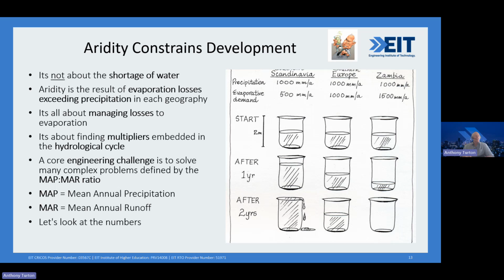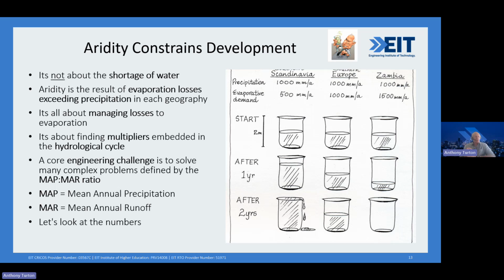Aridity is the result of evaporative losses exceeding precipitation in each geographical domain. So it's all about managing evaporative losses. How do we manage losses to evaporation? And we can then start getting into all kinds of interesting things about multipliers that we can start creating if we manage evaporative losses. So it's about finding the multipliers that are embedded in the current hydrological cycle rather than mobilizing the resource in the first place. And this is where I would like our thinking to start shifting.